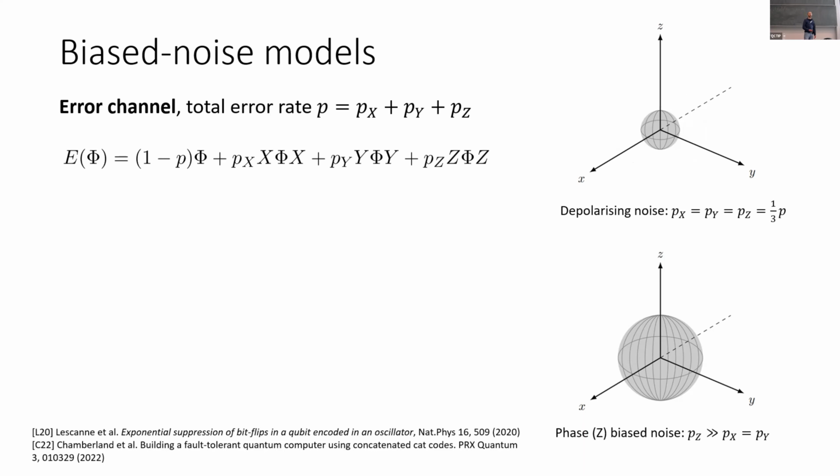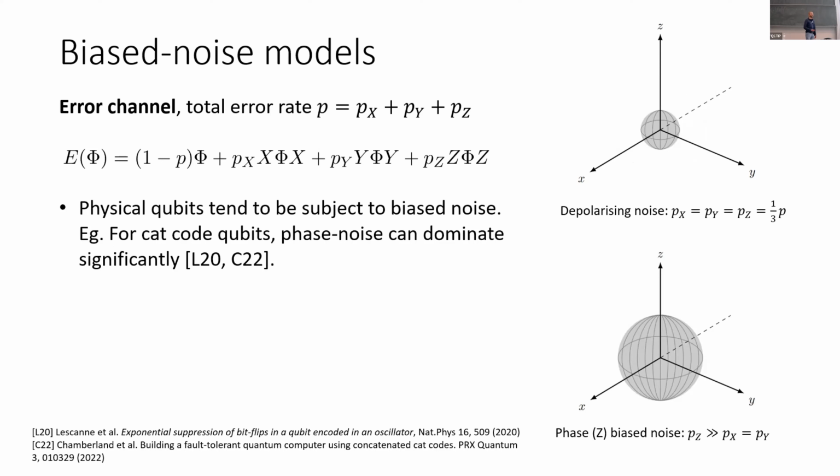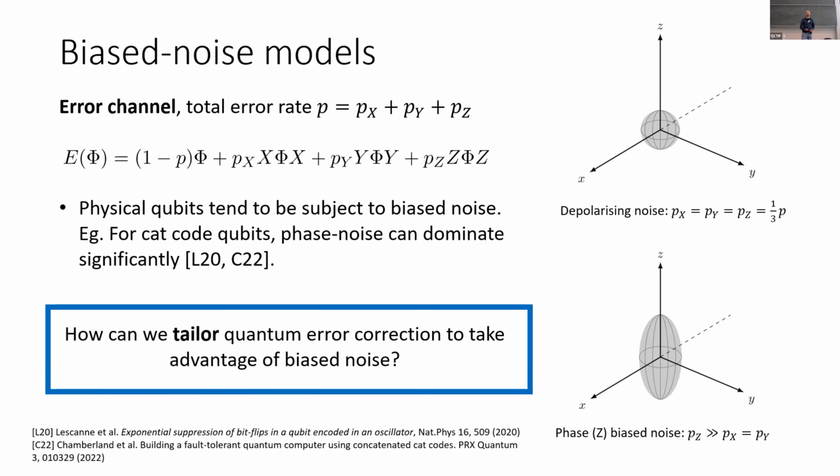However, once we start looking at qubits in practice, we find that they're often subject to some sort of asymmetric noise. So cat qubits, for example, typically have phase noise that dominates by several orders of magnitude. So instead of getting a nice uniform contraction of the Bloch sphere, we get an asymmetric decoherence. And the question that I'll be attempting to answer in this talk is how we can take advantage of this asymmetric noise to improve the performance of quantum error correction.